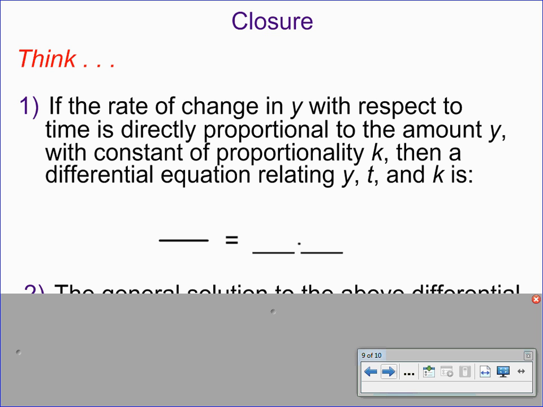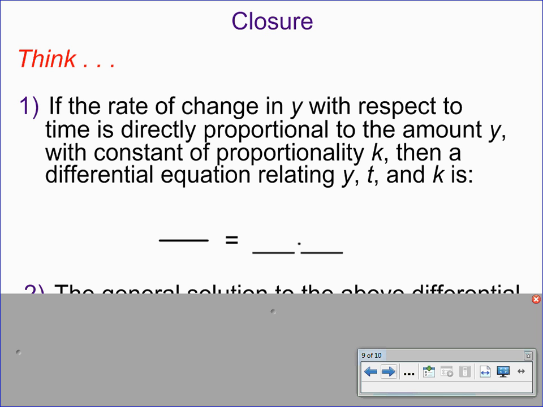Y prime, we were just going to answer. Y prime is k times y. Or we use differential notation, dy over dt equals. Proportional to the amount of that quantity present.